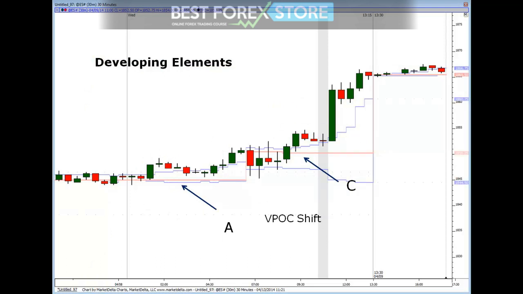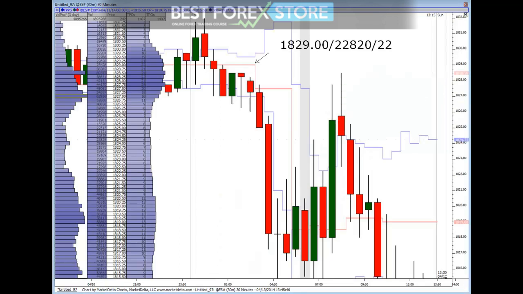The volume, the VPOC shifts: A, and this one really should be the letter B rather than C, but anyway, A, C, this one would be the letter C. So A, B, C, three volume point of control shifts on the chart.